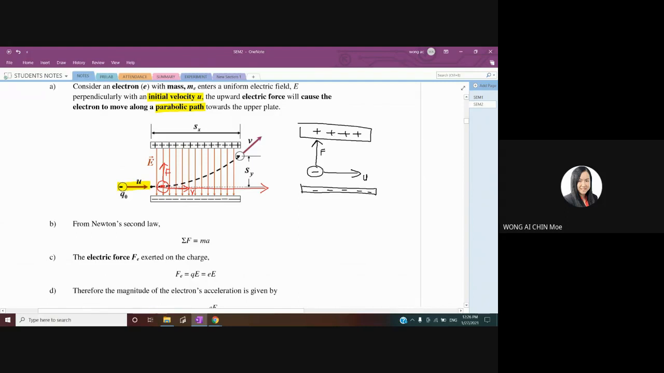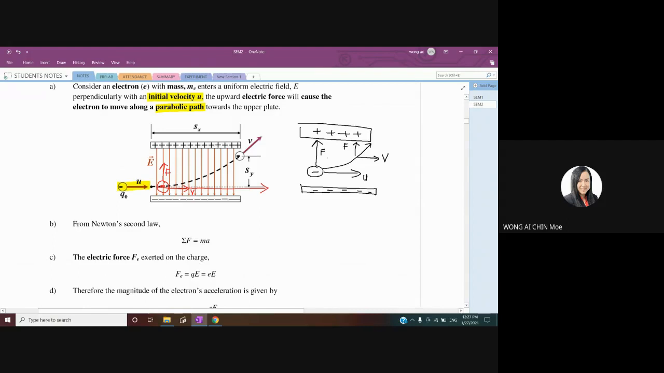So as a result, it will move in a parabolic path. It will be pulled in this direction. Meaning that at any point in the parallel plate, there is a velocity and there is an electrostatic force that pulls. So this is case number 2, where your charge is moving perpendicular to the field.